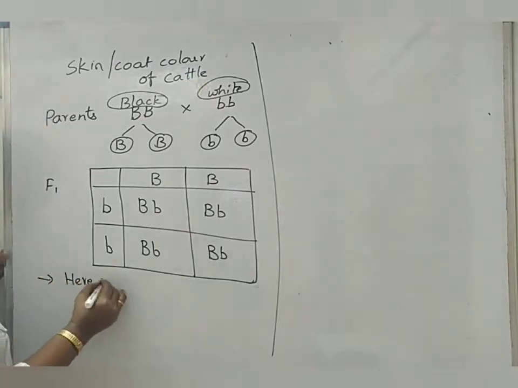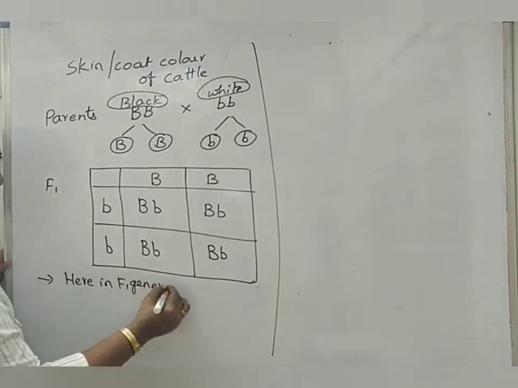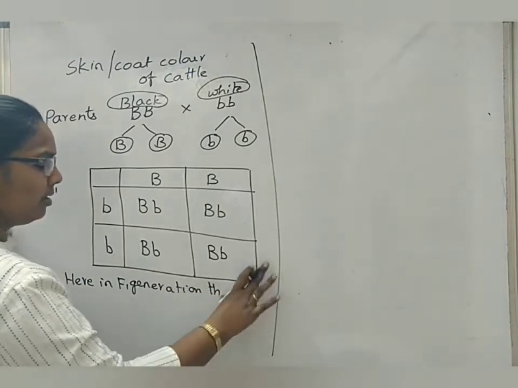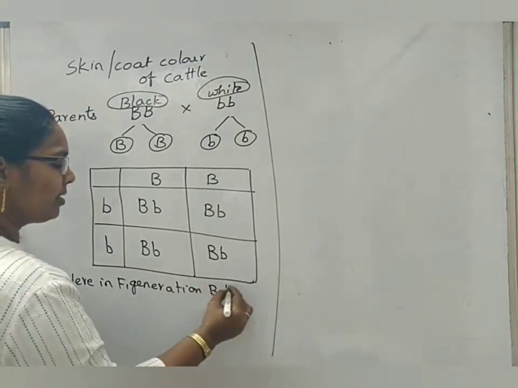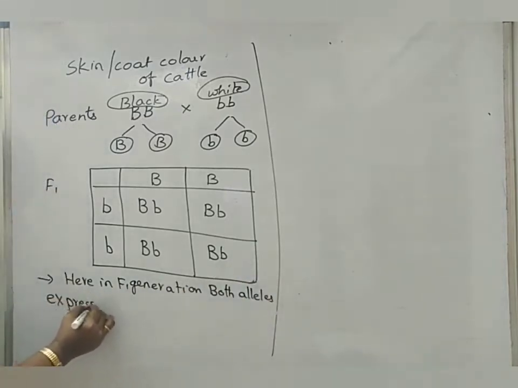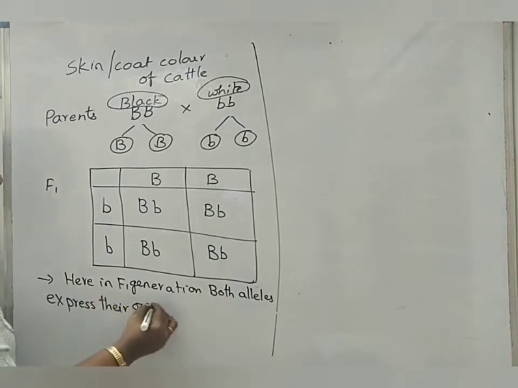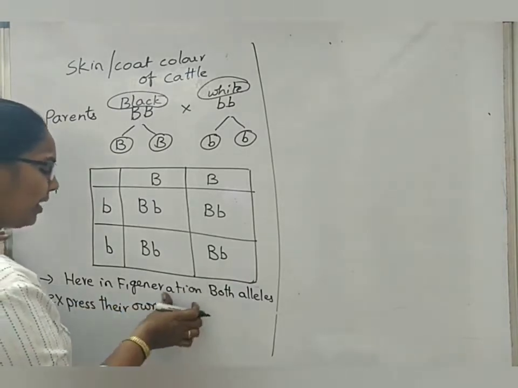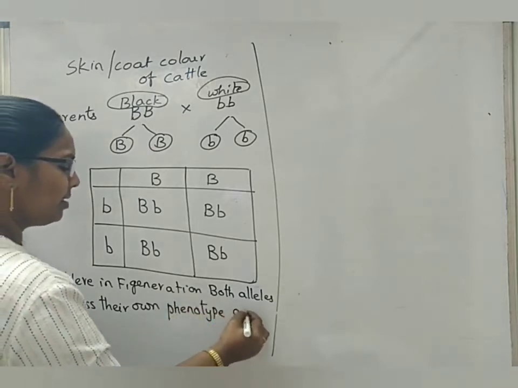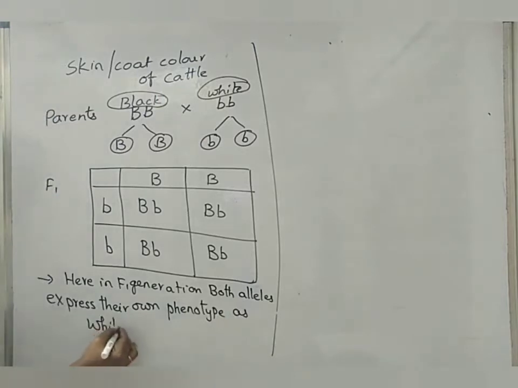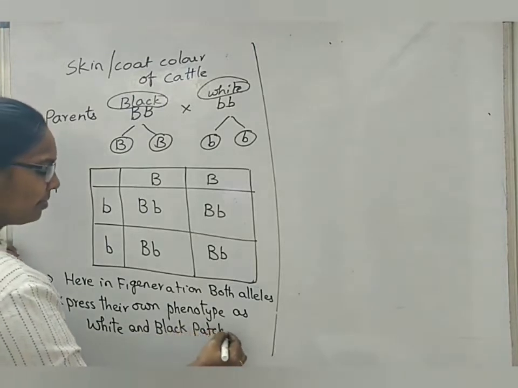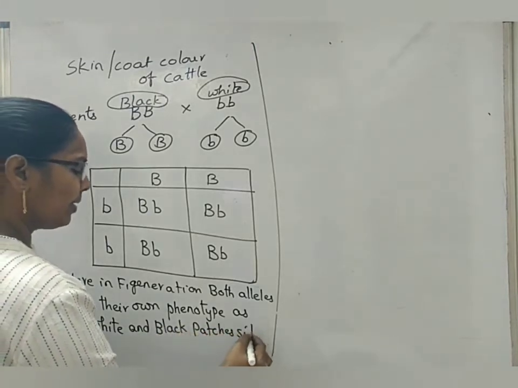Here in the F1 generation, both alleles express their own phenotypic trait, phenotype, as white and black patches side by side.